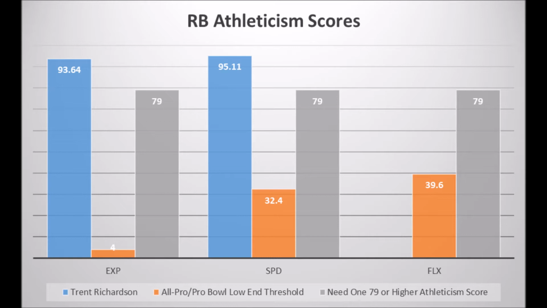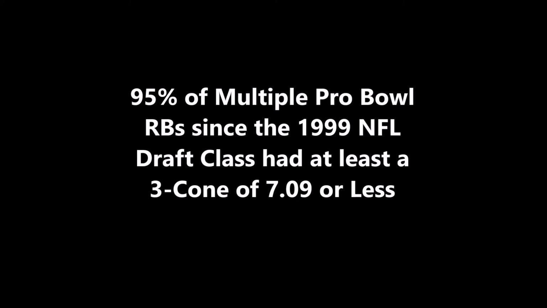In terms of athleticism, he also fared fairly well too. He had a 93.64 explosive lower body strength score, a 95.11 speed score, and one concern was he did not participate in the 3-cone or short shuttle drills. Now, as you may or may not know if you're not familiar with the work, the short shuttle and the 3-cone are crucial to projecting running backs. 95% of multiple Pro Bowl / All-Pro running backs since the 1999 NFL Draft class had at least a 7.013 cone or less during that time span, with the only exception to that rule being DeMarco Murray.